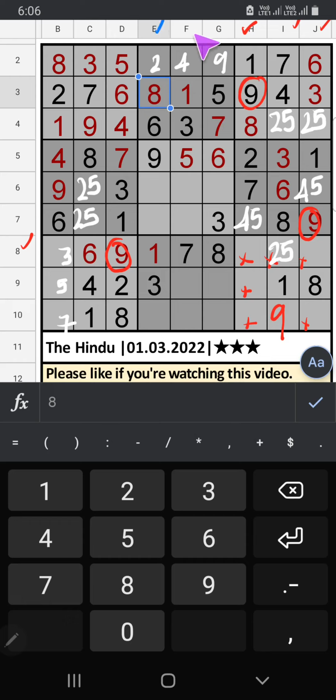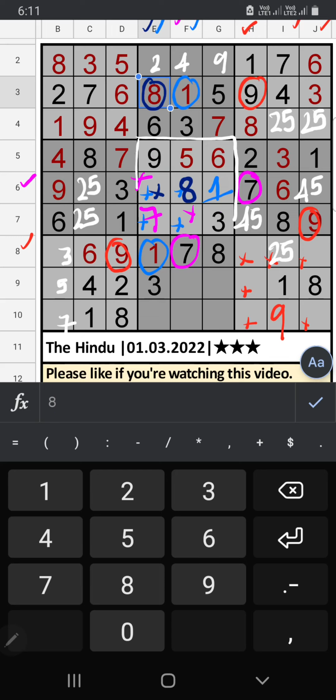Column E and column F, we have 1. So 1 can't come in these cells. Then 1 is confirmed here. Column E, we have 8. So 8 can't come in this cell. Then 8 is confirmed here. 6th row on column F, we have 7. So 7 can't come in these cells. Then 7 is confirmed here. 5th grid, only 2 numbers are remaining, 2 and 4. It will come in any one of the cells, we will confirm later.